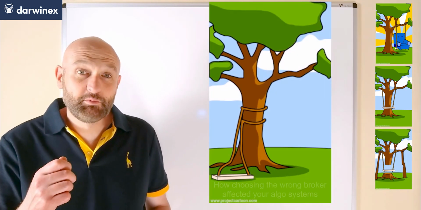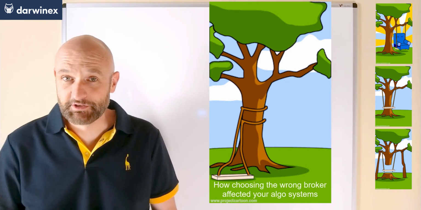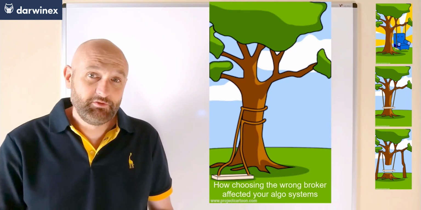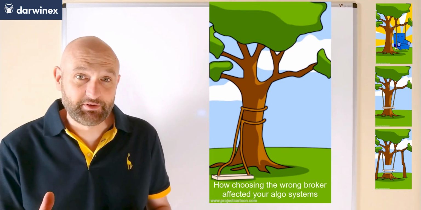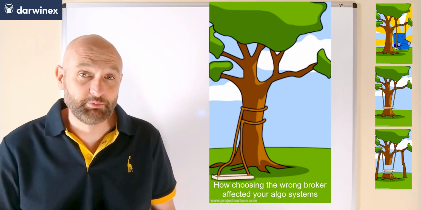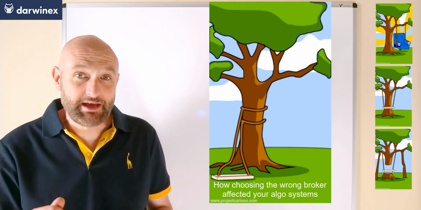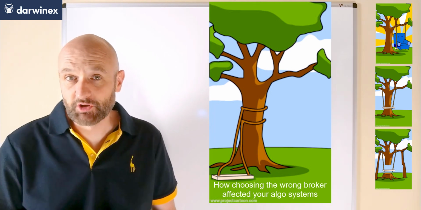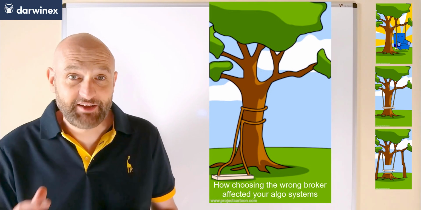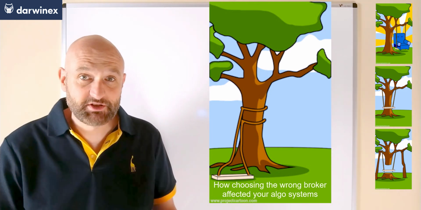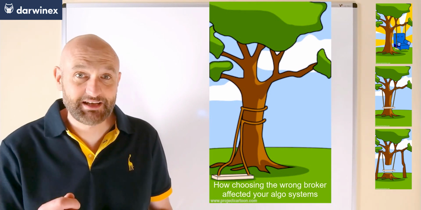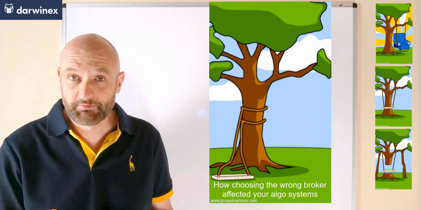How choosing the wrong broker affected your algo system. So we move on now to our fourth image. This is what might happen if you choose to use the wrong broker. Believe me when I say that all brokers are not equal. I know I've been bitten in the past when I've made decisions to go with certain brokers not fully understanding what their business model was.